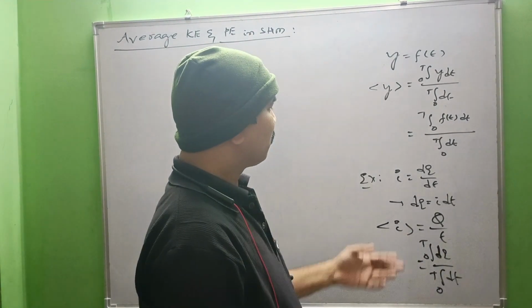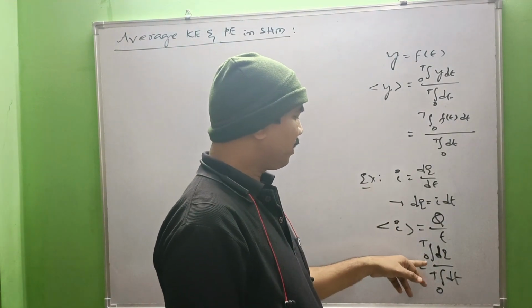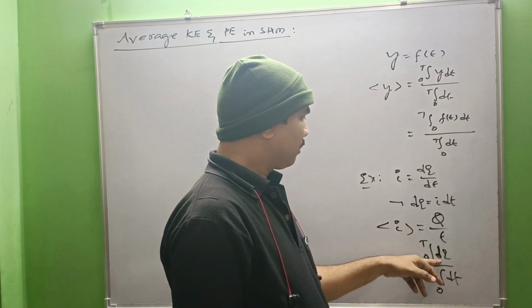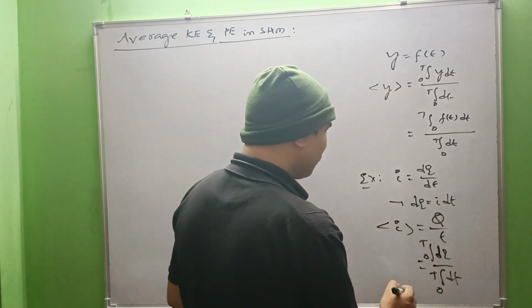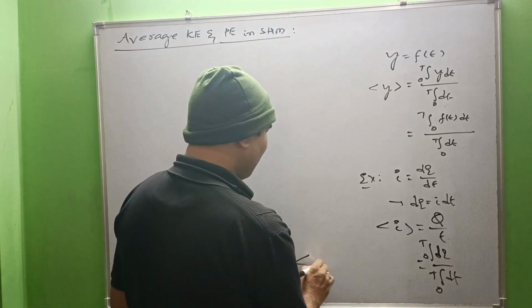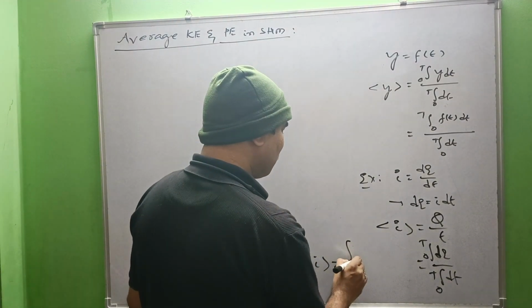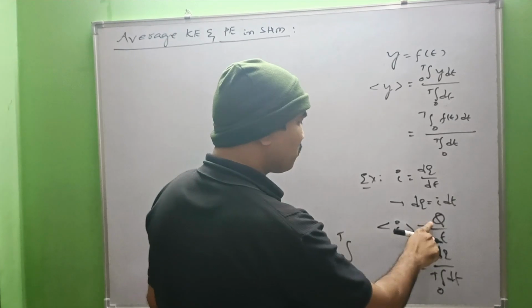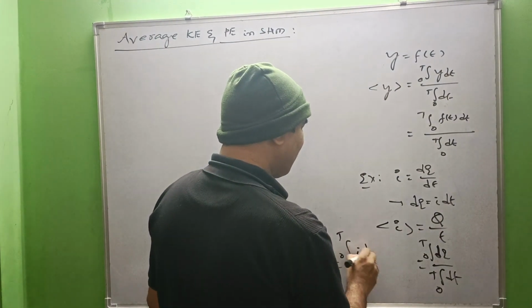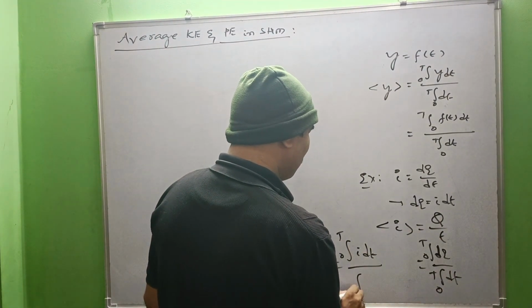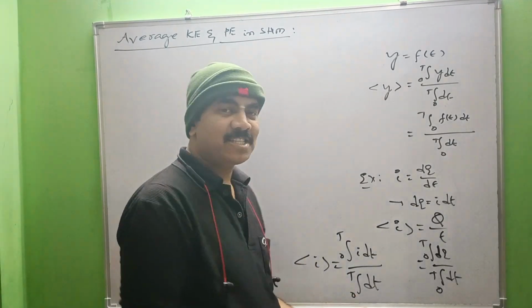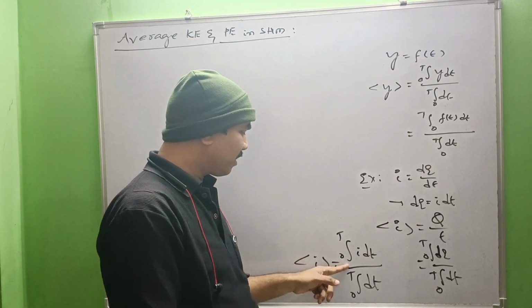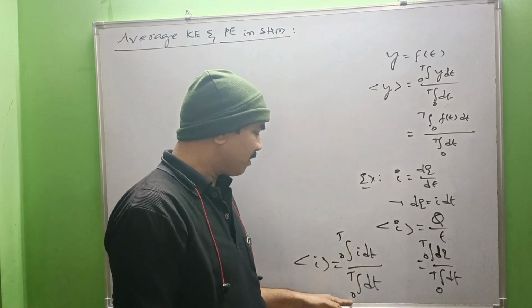So average equal to integral 0 to T dq by dt, where dq means what? I dt. So therefore average current I equal, once again, integral 0 to T of I dt by integral 0 to T dt. So this is the expression for average current.